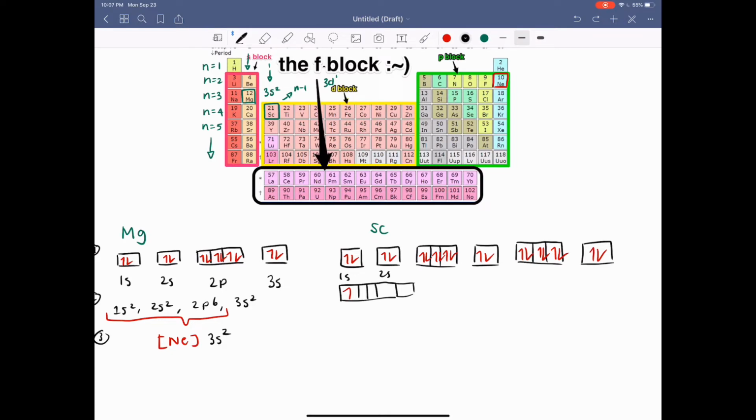Let me label these. This would be 4s. If I asked you this question, how many valence electrons does scandium have? What would you say? At first instinct, people might say we'd look at the sublevel with the highest energy level, and in this case it would be 3d. But we actually don't do that. We look at the orbital in the outermost n level, or the outermost shell. In this case, it's 4s. So there would be 2 electrons in our valence shell.